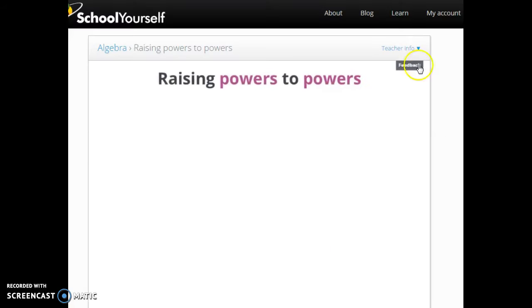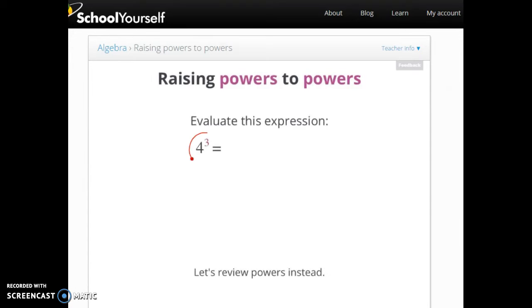Let's see what happens when we take powers and raise them to other powers. But first, can you evaluate 4 to the third power? Right, 4 to the third power is 4 times 4 times 4, which equals 64. Now what happens if we take 4 to the third power and then raise it all to the second power?